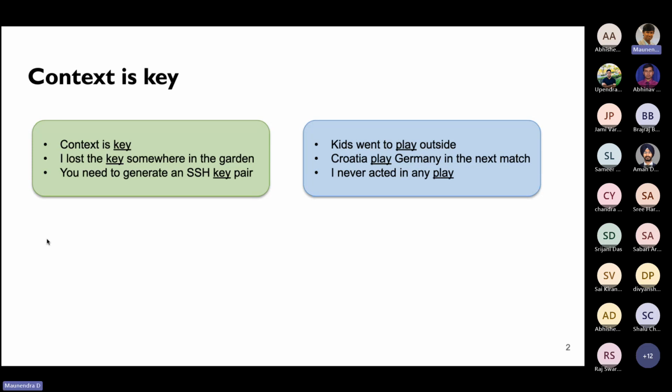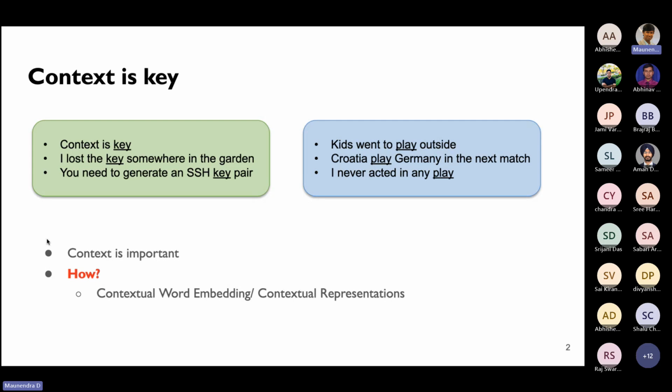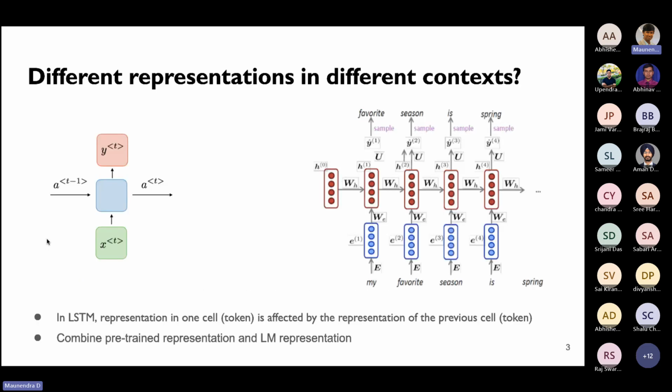And then the third one is an act of drama. So here the meaning is different, and you can actually create many such examples to show that words change their meanings depending on the context where they appear. So context is important, and how do we represent the word based on the input context? That part is actually called contextual word embedding or contextual representations.